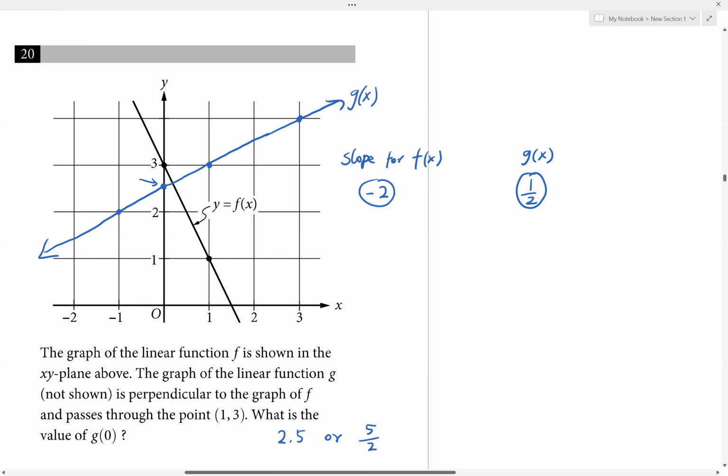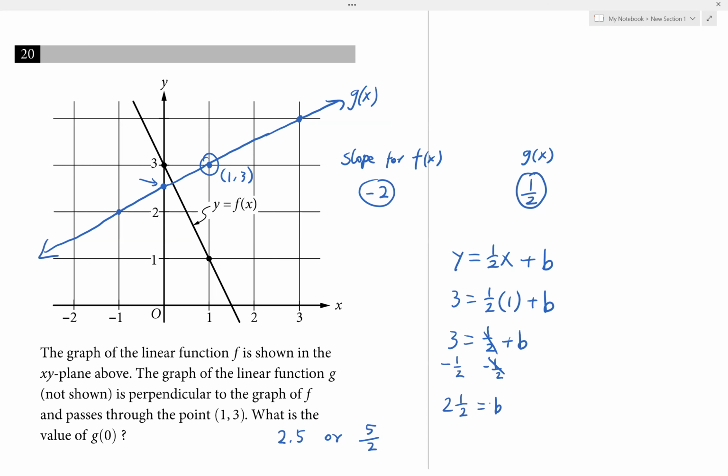If you want to verify this algebraically, we can write the equation for g(x) as y equals 1/2 x plus b, because the slope is 1/2, and solve for the y-intercept. We can use the point (1, 3): plug in 3 and 1 for y and x. So 3 equals 1/2 times 1 plus b. 3 equals 1/2 plus b, and to solve for b, we subtract 1/2. So you get 2.5 equals b, which again is 2.5 or 5 over 2.